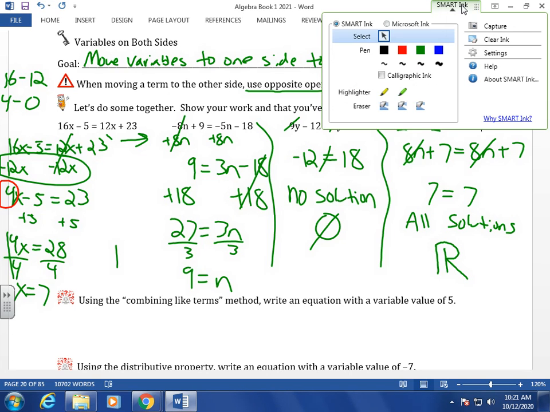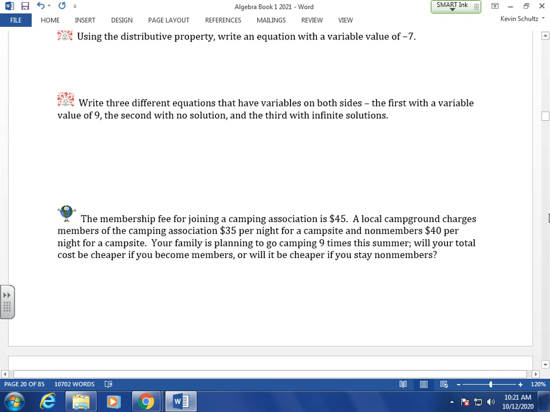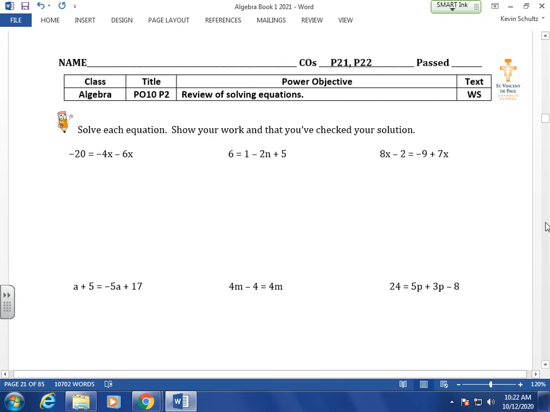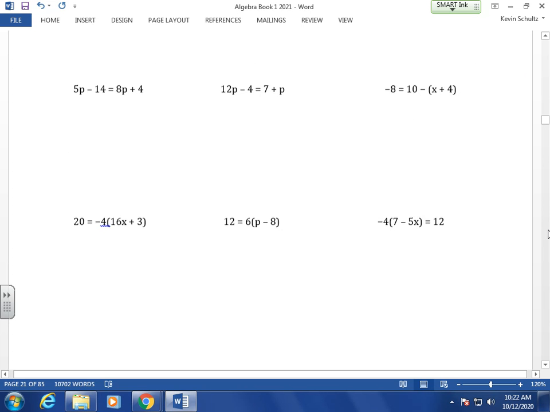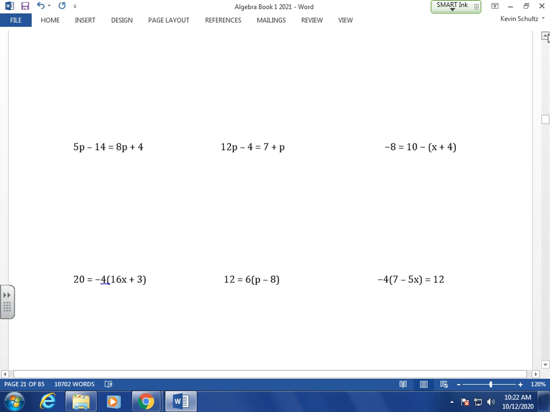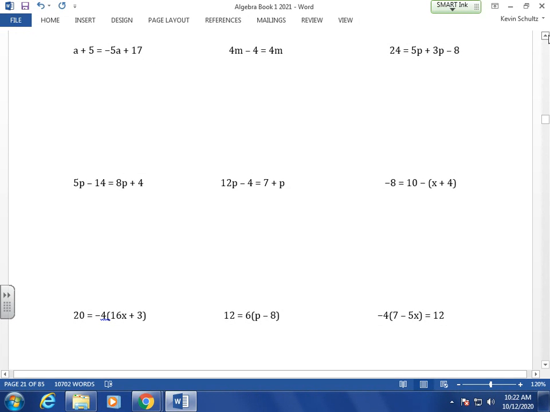Okay. So let's skip down to where do we want to go? Let's go to this page here. Where you had your homework due for today, and let's look at this second row, first one here. 5p minus 14 equals 8p plus 4.